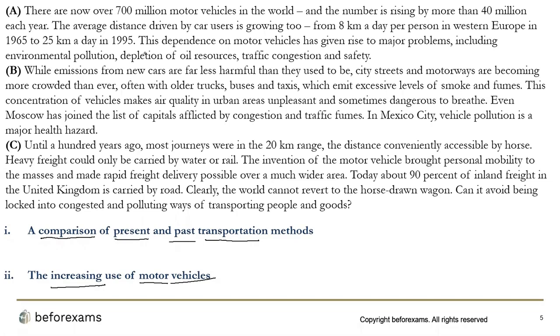The average distance by car is growing from 8 kilometers a day per person in Western Europe in 1965 to 25 kilometers a day in 1995. This dependence on motor vehicles has given rise to major problems, including environmental pollution, depletion of oil resources, traffic congestion, and safety. So this paragraph, what is it talking about? It is talking about the increase of vehicles. If I just summarize this in 3 words, it is increase of vehicles.